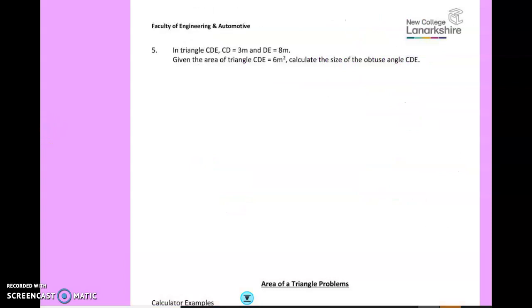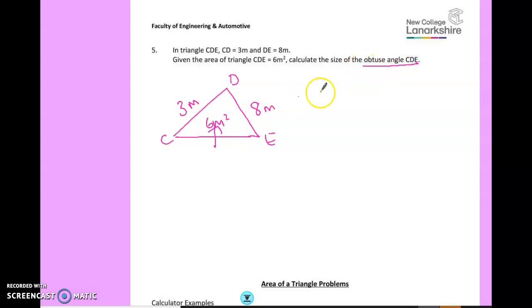Number 5, in triangle CDE, so we've got triangle, it's called CDE. CD is 3 meters, DE is 8 meters, I've not drawn that very well, have I? The area of the triangle is 6 meters squared, and we want to calculate the obtuse angle CDE. So this is where we do need to consider our second solution.